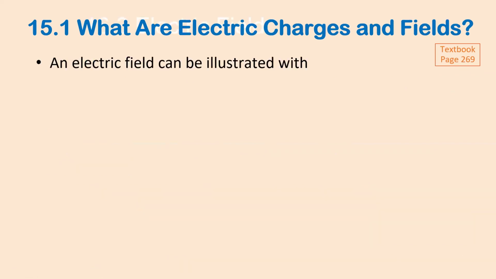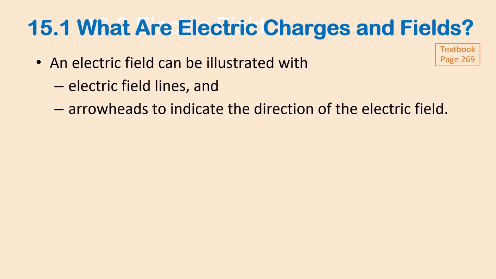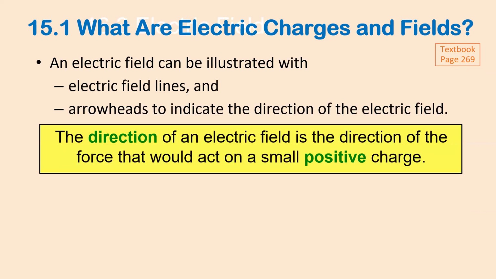Okay, next, an electric field, how do we illustrate it? We can't really see an electric field, but in science, we always use models to try to represent what an electric field looks like. So we usually illustrate electric fields with lines and then arrows to show the direction of the electric field. So the direction of an electric field is always defined as how a small positive charge would move.